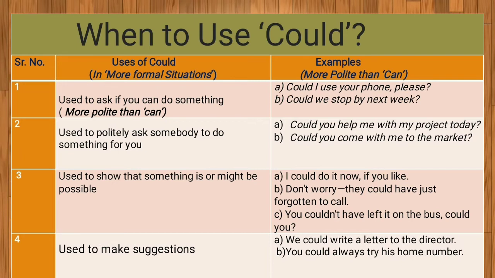For example, I could do it now if you like. Don't worry, they could have just forgotten to call. The third example is you couldn't have left it on the bus, could you? The next use is could is used like can also to make suggestions. For example, we could write a letter to the director. The second example is you could always try his home number.